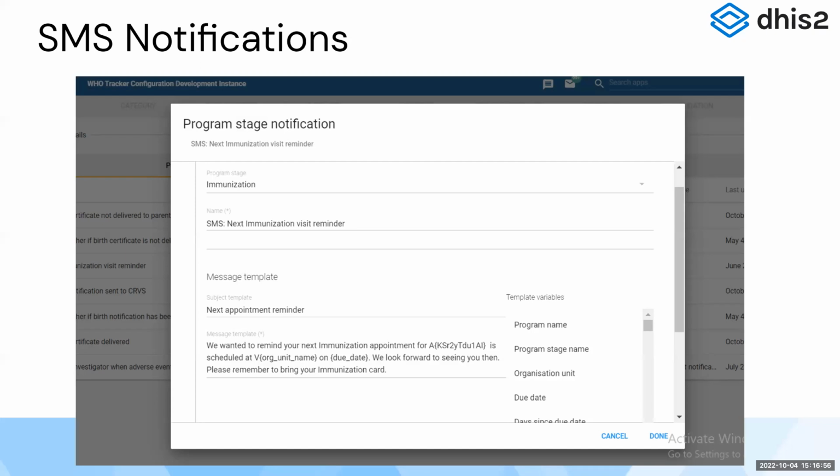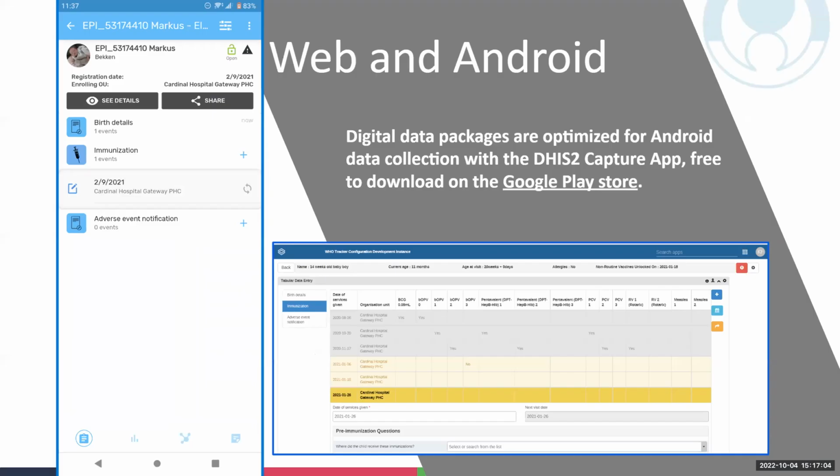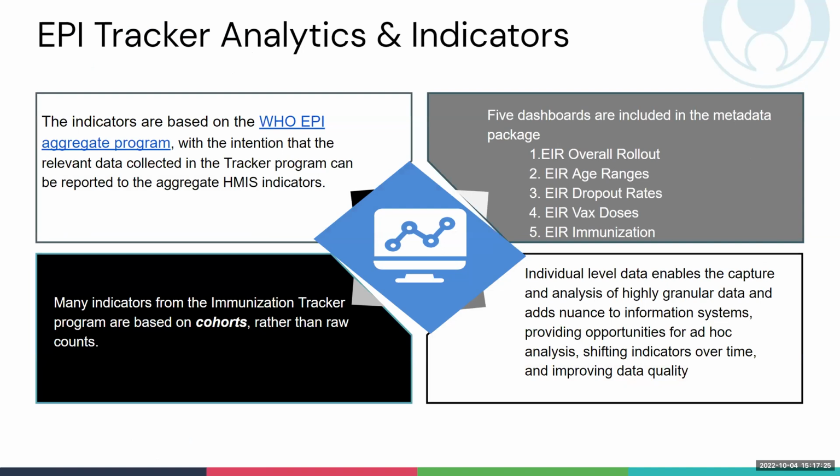It can be linked to adverse events following immunization, and it can be sent as a notification to start an investigation into the immunization, for example. The software itself works both in the web browser for those that have laptops or desktop computers, but also works through the Android app, which is freely available through the Google Play Store or through our GitHub repository. You can have a mix of users, some that are on Android, some that are on the web, and it's all feeding into the same data set.